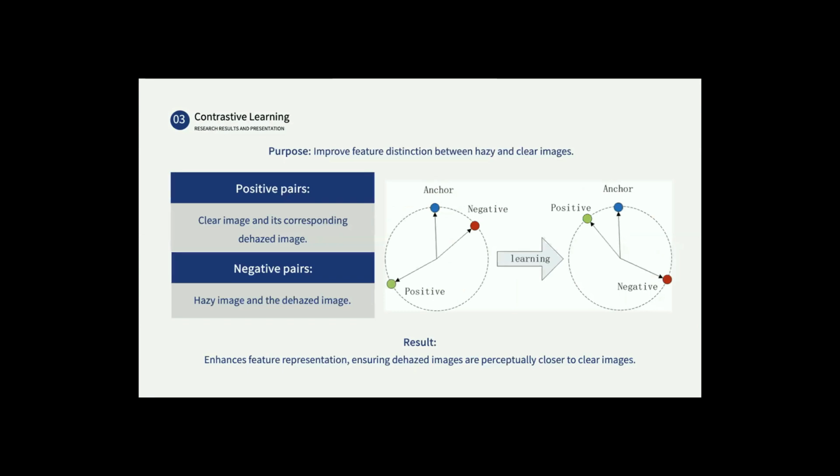Next, we would like to look at another key component of our work, which is contrastive learning. Contrastive learning plays an important role in distinguishing between hazy and clean images. We use the contrastive loss to train our model to bring dehazed images closer to the clean images, while pushing them away from the hazy image in the feature space. And this is how it works. In our model, the positive pairs consist of dehazed images and their corresponding clear images, and negative pairs consist of hazy images and their dehazed images. By training the model in this way, we ensure that the feature representation of our dehazed images becomes closer to the clear images, improving the overall quality of our dehazed output.